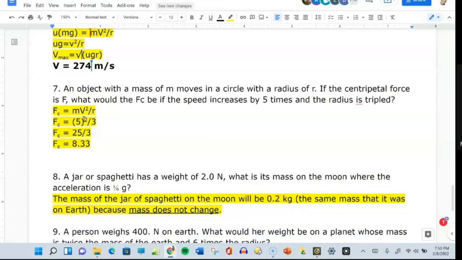So an object with a mass of m moves in a circle of radius r. If the centripetal force is provided by friction, geometry.